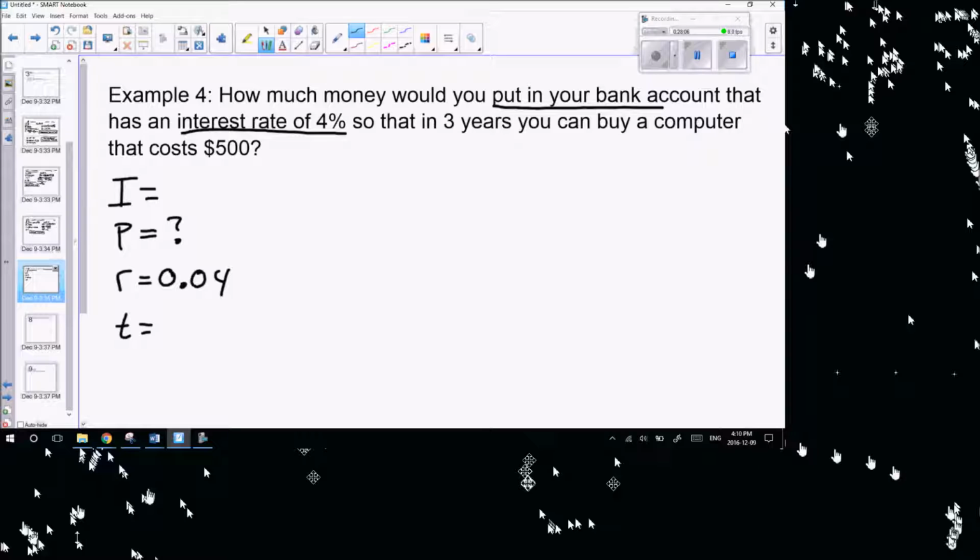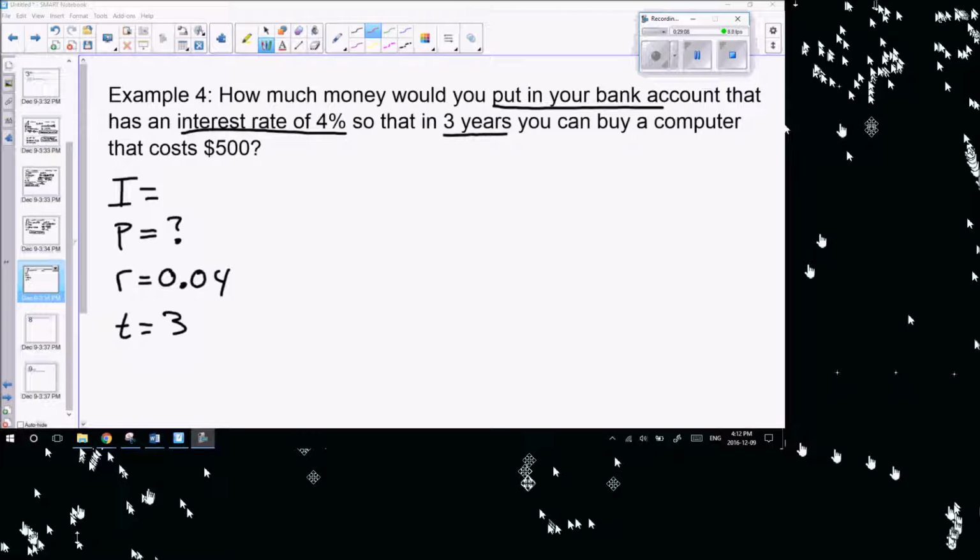The next piece of information is that we put it in for 3 years. So that's our time, T equals 3. And it asks us so that you can buy a computer that costs $500. So in the end, we need a value of $500. So for this question, when it says to buy a computer that costs $500, that means that in the end, we need to have $500. So it doesn't give us anything about our interest, our I value here.